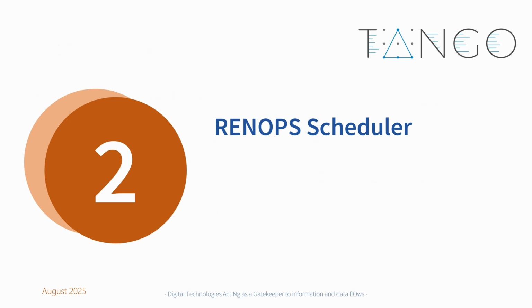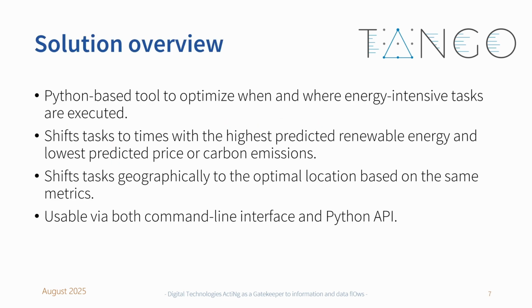This chapter introduces RENOPS, a Python tool that schedules energy-intensive tasks for maximum efficiency and sustainability using real-time environmental and economic data. RENOPS is a Python-based scheduling solution designed to optimize the execution of energy-intensive tasks such as data analytics, AI model training, or any script based on environmental and economic factors. It does this by shifting tasks in time to periods with the highest predicted renewable energy availability, lowest energy price, or lowest carbon emissions, or shifting tasks in space, GeoShifting, to the optimal geographical location among a set of endpoints based on the same metrics.